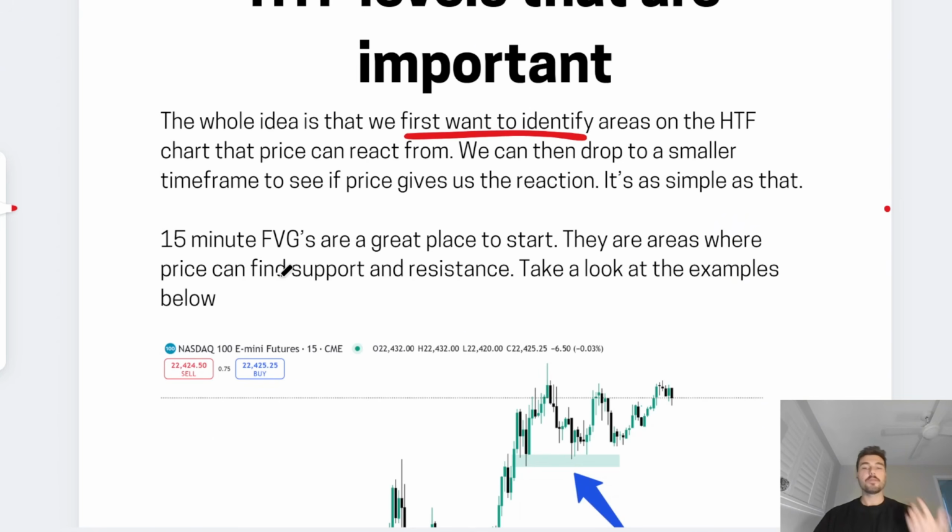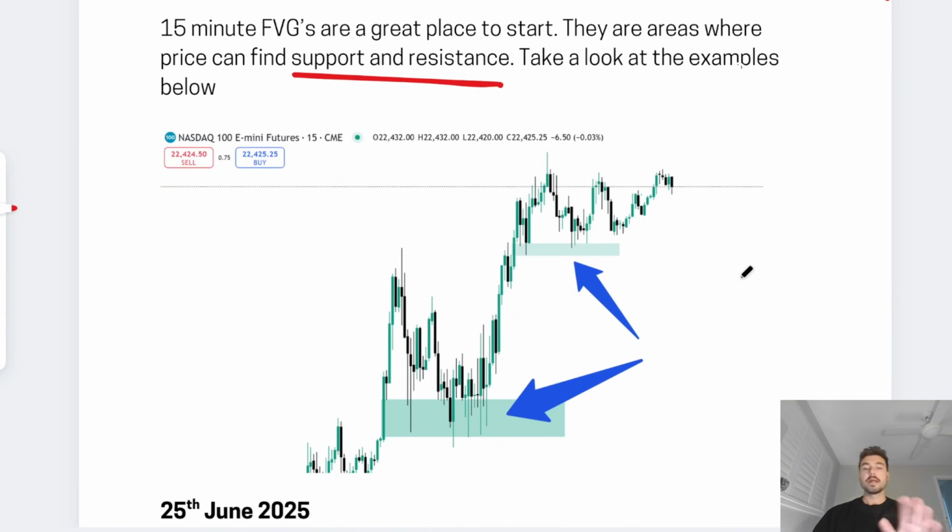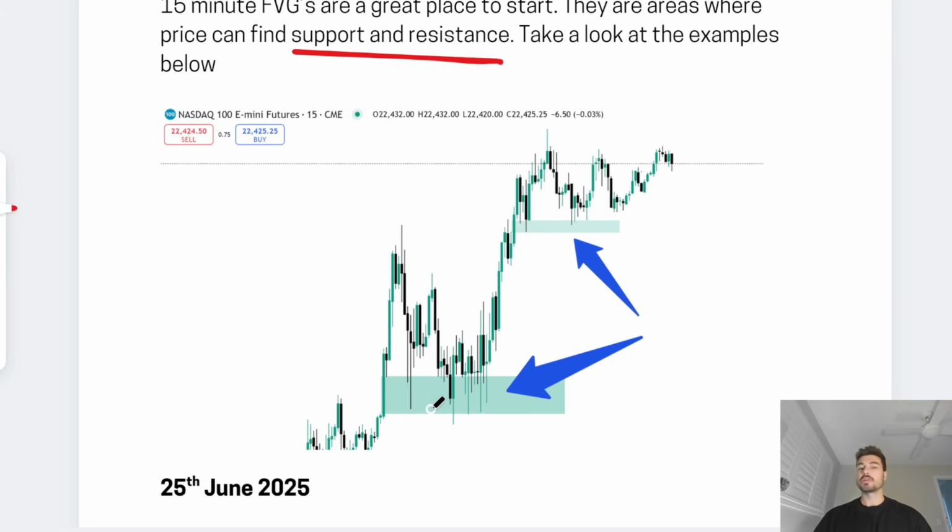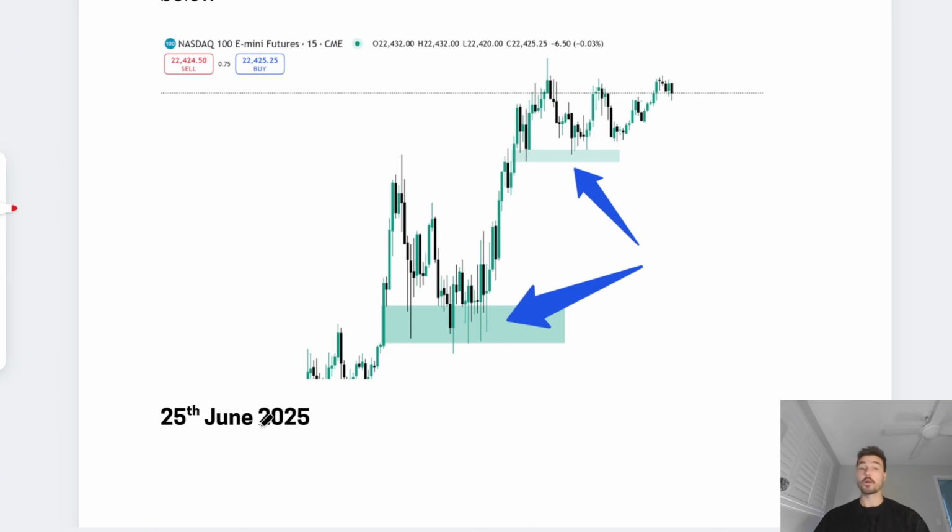So for me, 15-minute fair value gaps are a great place to start, and they're areas where price can find support and resistance. Keep it simple. Take a look here. You can see we've got a 15-minute bullish gap, a 15-minute bullish gap. This is from the 25th of June. I'm recording this today. I'll post it today as well. And it's from today's session.